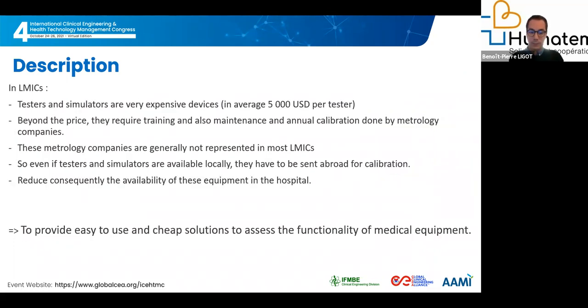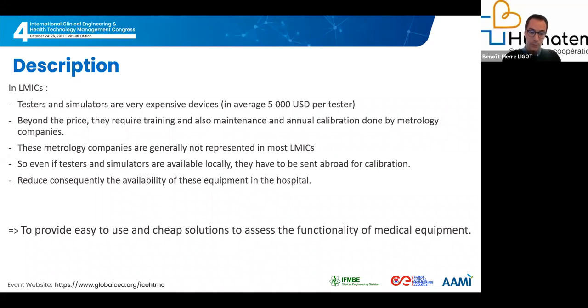The idea for developing this alternative testing procedure handbook comes from the observation that a lot of biomedical workshops located in low and middle income countries have no access to these dedicated testers and patient simulators. These devices are not present for several reasons. This type of device is very expensive, on average around 5,000 USD. So when you know that some hospitals already face difficulty to invest in medical equipment and to maintain it, you can easily understand that testers and simulators, which are expensive and also require maintenance, are not a priority for them. So the price is one of the limitations.